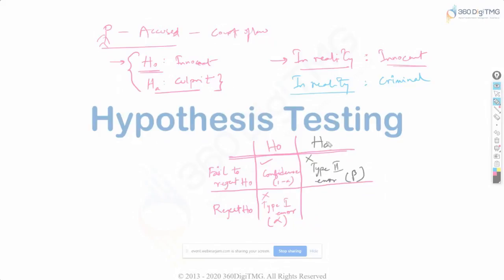And if there is evidence, and if the person is a criminal in reality, then the judge would punish him, right? And this would actually be the correct action. The culprit should get punished, right? And this is basically called the power of the test, and this is represented as 1 minus beta.